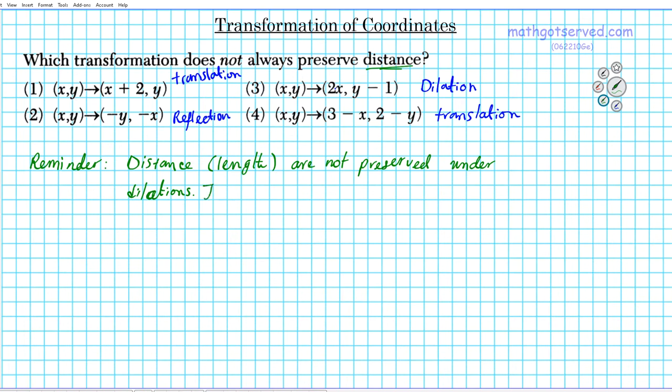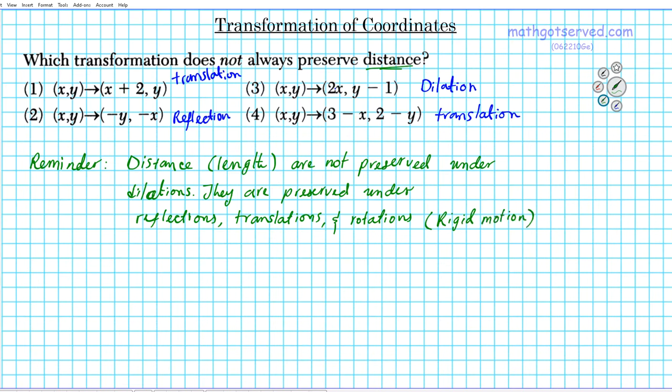But on the other hand, they are preserved under, what? Under reflections, translations, and rotations. Okay, so think about these 3 transformations as rigid motion transformations. When you say rigid, that means that the size does not change. That's why they're called rigid. You're just moving it around and you're not changing the size. So when you just have a rigid motion transformation, which are reflections, translations, or rotations, the distance is preserved.